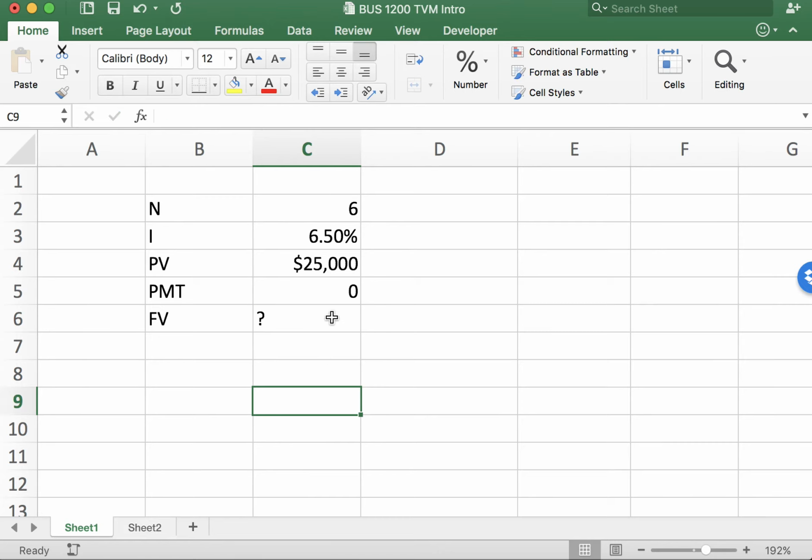So now we have all of our input. So N is 6, I is 6.5%, 25,000 is present value, payment is 0, and future value is what we want. Another good thing to do that easily checks your comprehension is to just say out loud what you're trying to do. If I have $25,000 and I invest it for 6 years at 6.5% interest, I don't add anything to it, there's no additional payments, what is the future value? That's what you're trying to get. So it kind of makes you understand what you're really doing here.